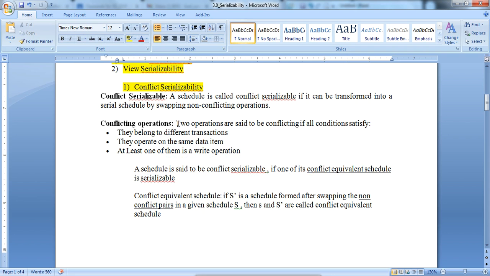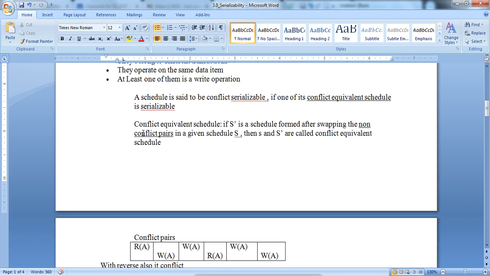Now we will go with the example. Two operations are said to be conflicting if all conditions are satisfied: they belong to different transactions, they operate on the same data item, and at least one of them is a write operation. We will understand this rule with a practical example.